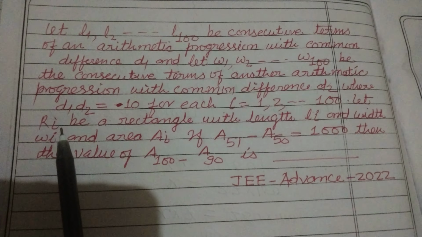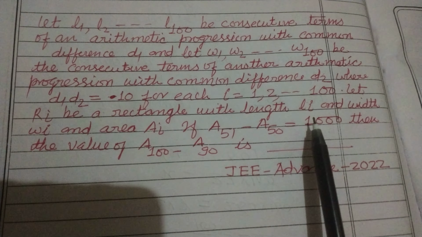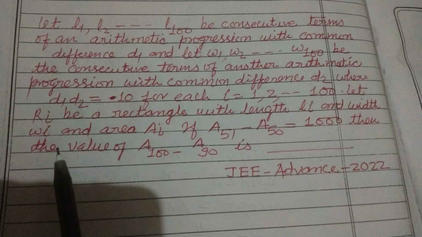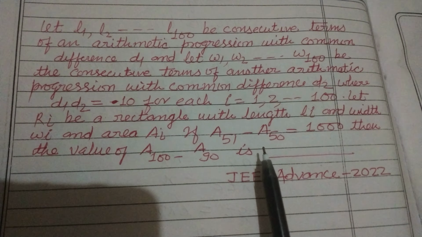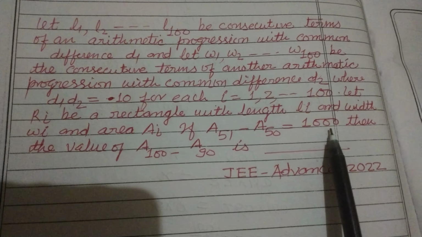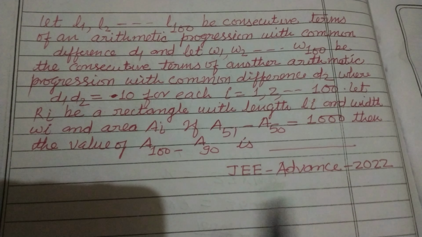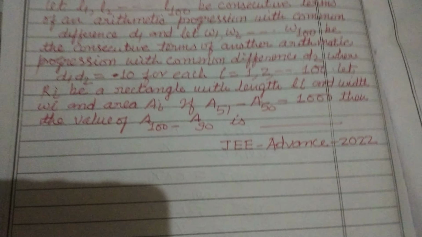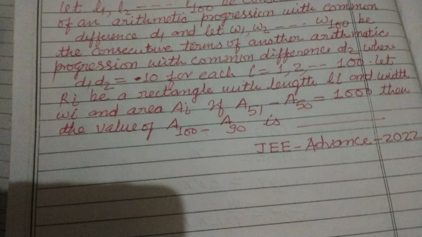For each i equal to 1, 2, 3 up to 100, let Ri be a rectangle with length Li, width Wi and area Ai. If A51 minus A50 equals 1000, then the value of A100 minus A90 is. So student, first we write the main points from this.